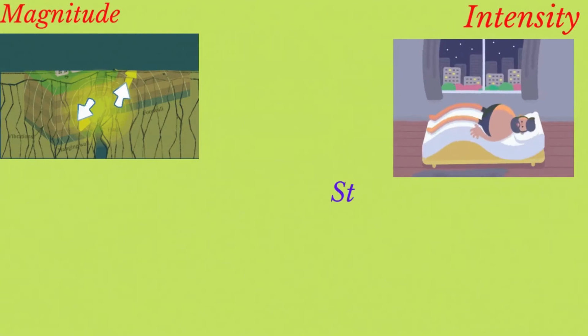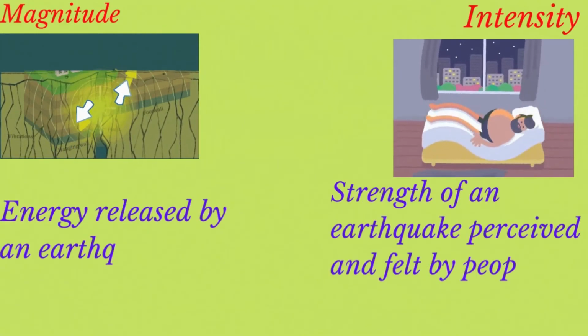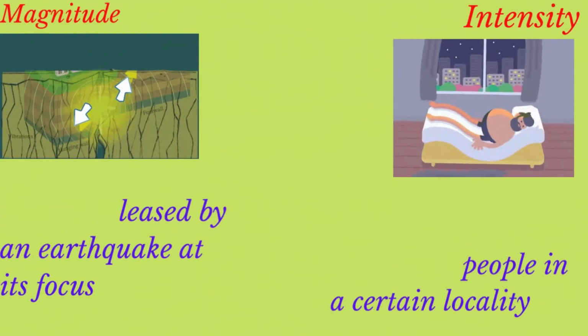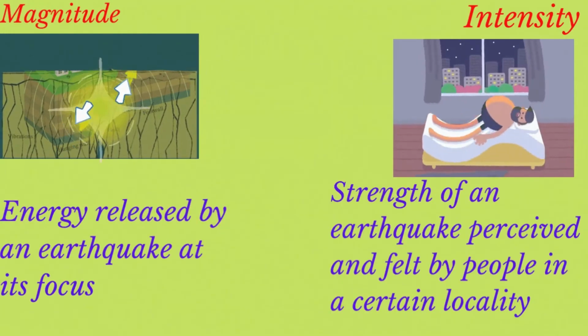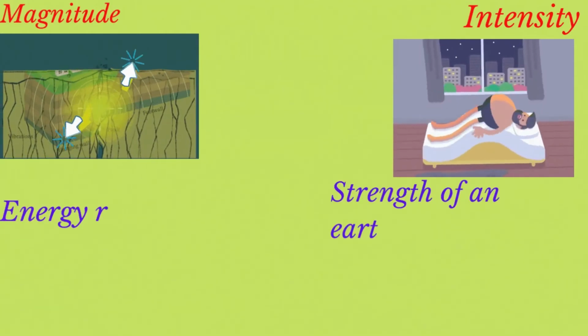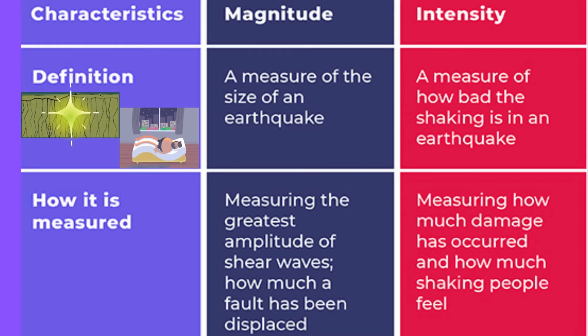Magnitude remains unchanged with distance from the earthquake. However, intensity decreases with distance from the earthquake epicenter. Magnitude measurement requires instrumental monitoring for its calculation. It is most often measured using either the Richter scale or moment magnitude scale, which we will discuss soon.